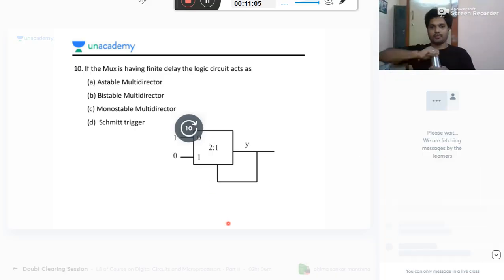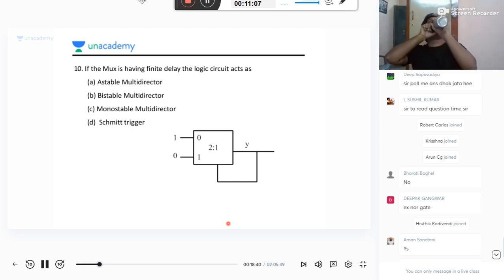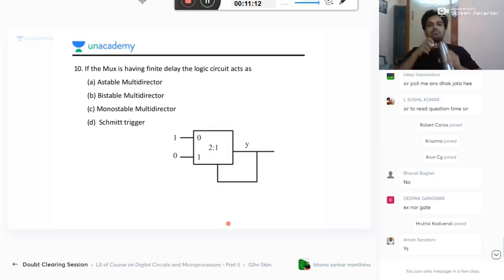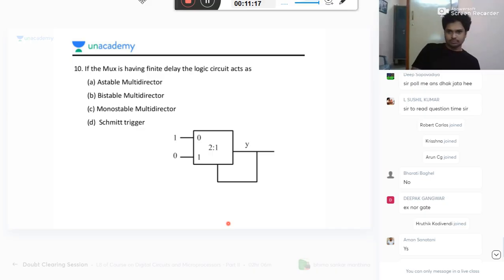Let's go back. This everybody knows because we discussed it already a number of times. What is this? Master slave. When clock is 1, master will work, clock 0, slave will work. This part was discussed in the last doubt session also. This fellow, please listen. What is this circuit? SR. It is not JK. In JK you will be getting feedback and all those things. It is an SR flip flop.